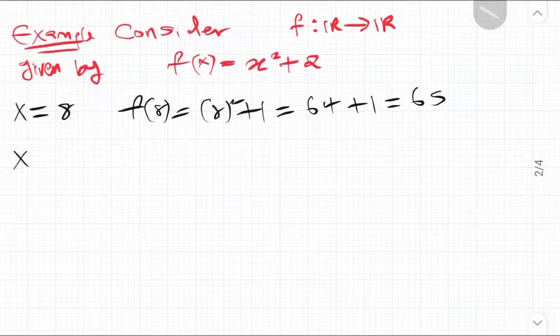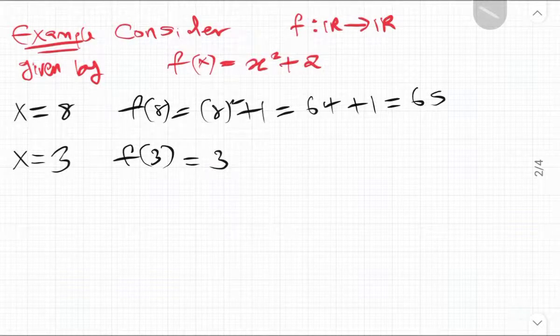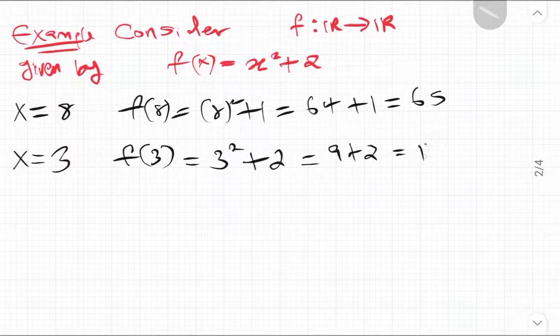Let's put in another input. Let's put in 3. So f of 3. We have 3 squared. The function tells us to square the number, then add 2 to it. So we have 3 squared plus 2. 3 squared is 9. Plus 2, we have 11. So for an input of 3, we have an output of 11.